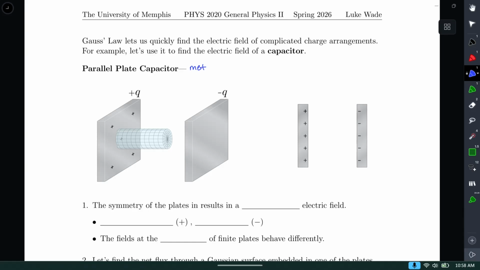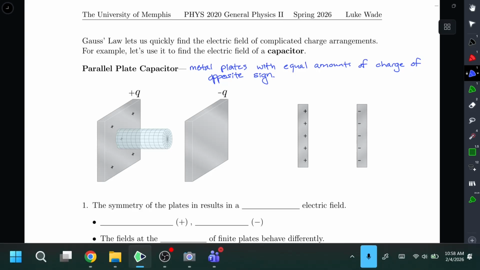It's just two metal plates with equal amounts of charge but of opposite sign. I don't have a good way to justify to you why the electric field looks the way it does here, other than to show it to you and say, see, that's how it looks. So that's what I'm going to do.